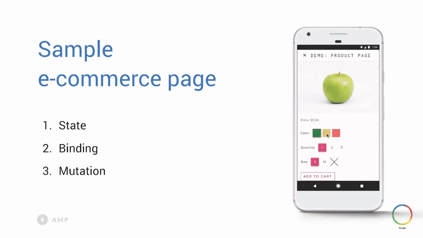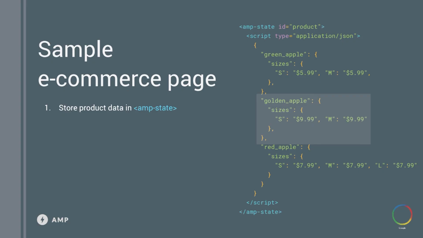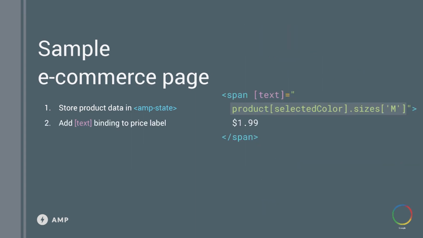And keep in mind these three steps: state, binding, and mutation. We first will make a JSON state with AMP state describing how each product's price changed by colors and size. For the ones that I'm showing on the screen, let's see. Green apples M size is $5.99. Golden apples M size is $9.99. And red apples M size is $7.99. And I think you can get that from this screen.